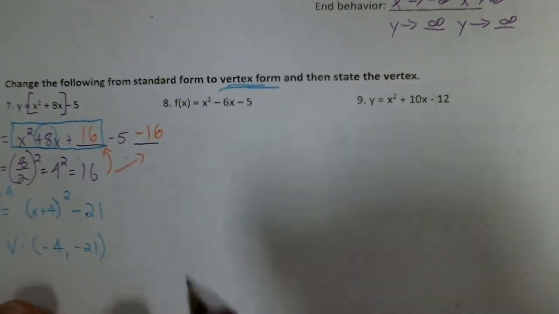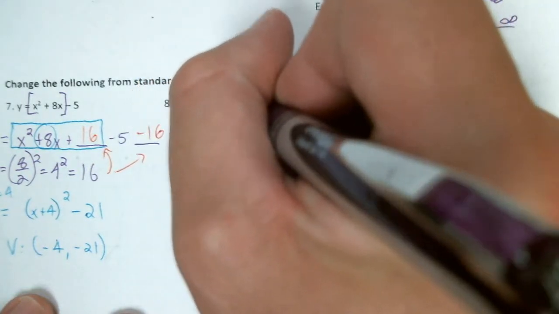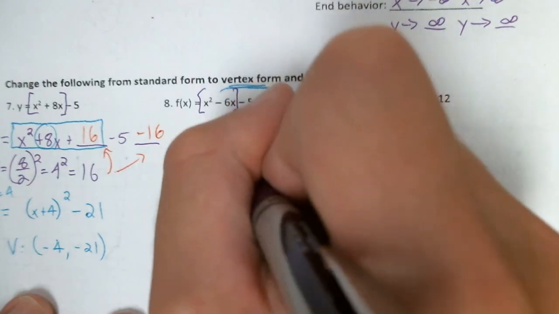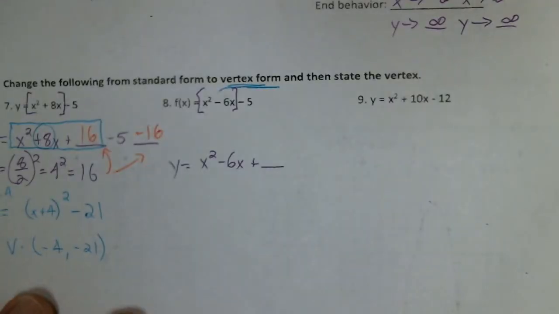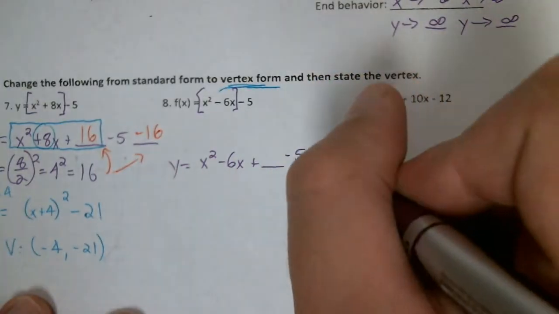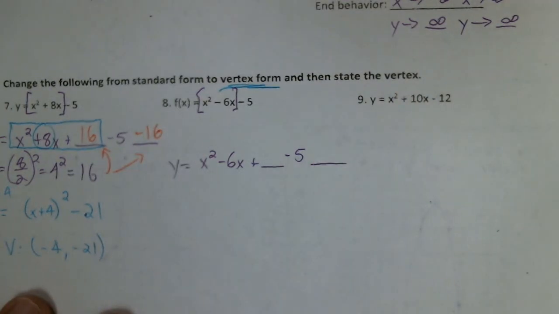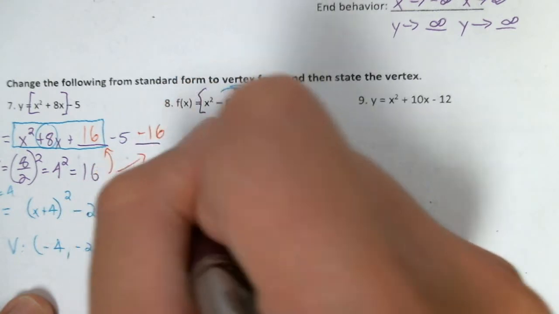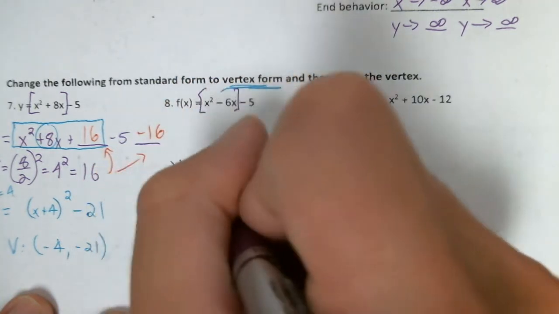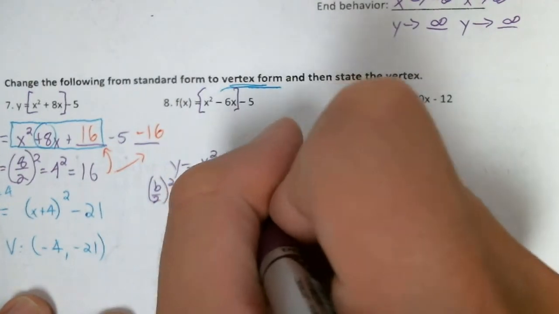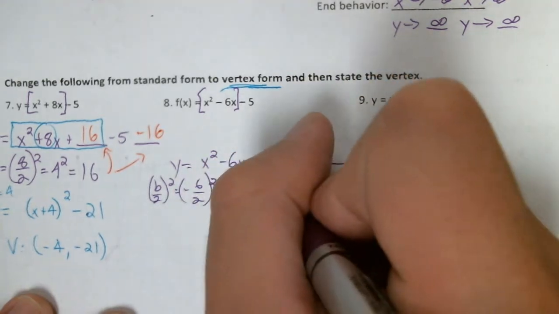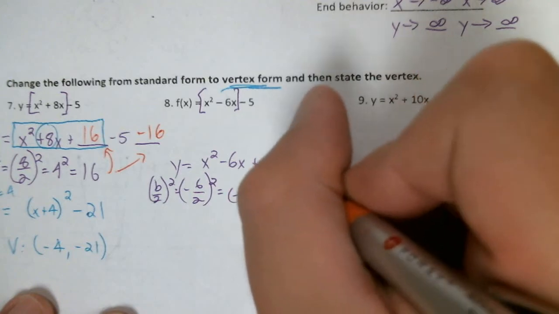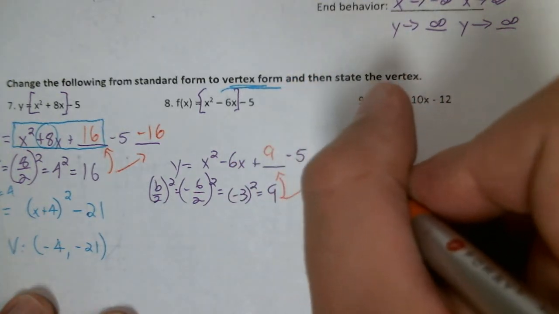Okay, number 8. Let's put our brackets here. So I've got y equals x squared minus 6x. Let's make room. Let's give us a plus blank. That's the room for the magic number. Minus 5 and then another blank. So complete the square. Half of b squared. Take half of b. Negative 6 divided by 2 is negative 3. I'm going to square negative 3 and I'm going to get a 9. So I'm going to stick a 9 in that blank. I'm going to offset that with a negative 9.